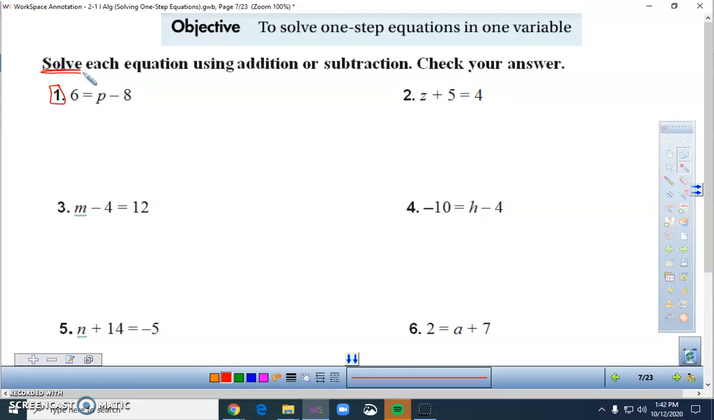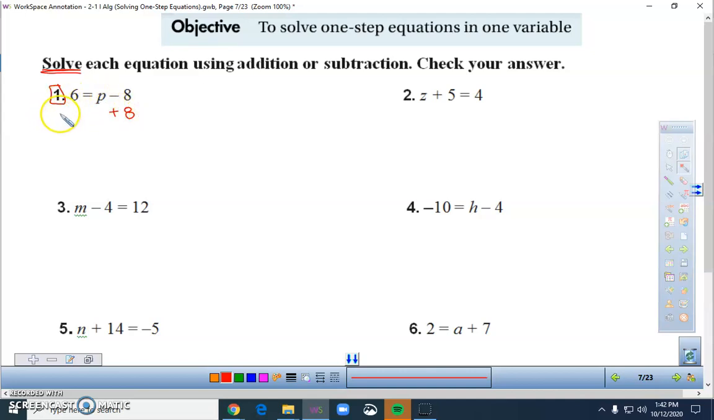So we want to get p by itself, so we're going to reverse whatever is happening to p and balance it on the other side of the equals. So what is happening to p in number 1? They're subtracting 8 from p. What would be the reverse of subtracting 8? It would be add 8.